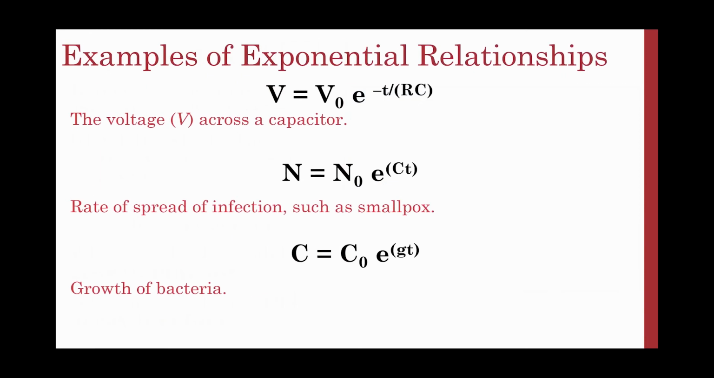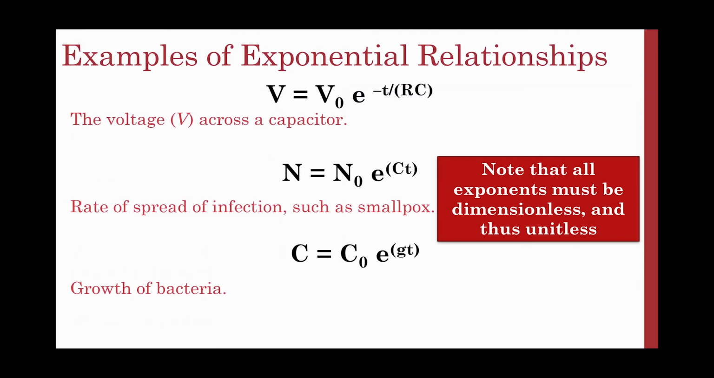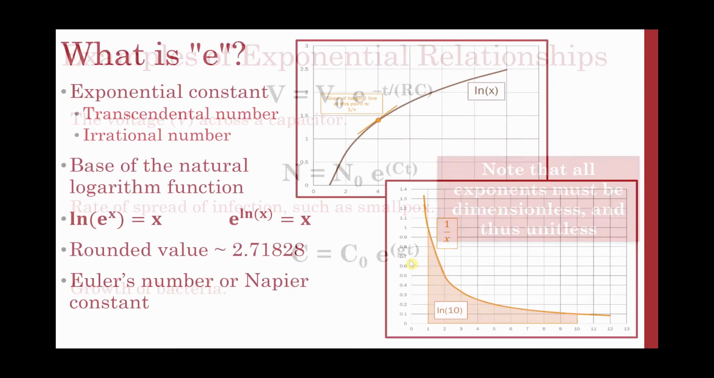Some examples of exponential relationships are the voltage across a capacitor, the rate of the spread of an infection such as smallpox, and the growth of bacteria. All the exponents must be dimensionless and thus unitless, so this combination of time divided by RC, or C times T, or G times T must turn out to be unitless.